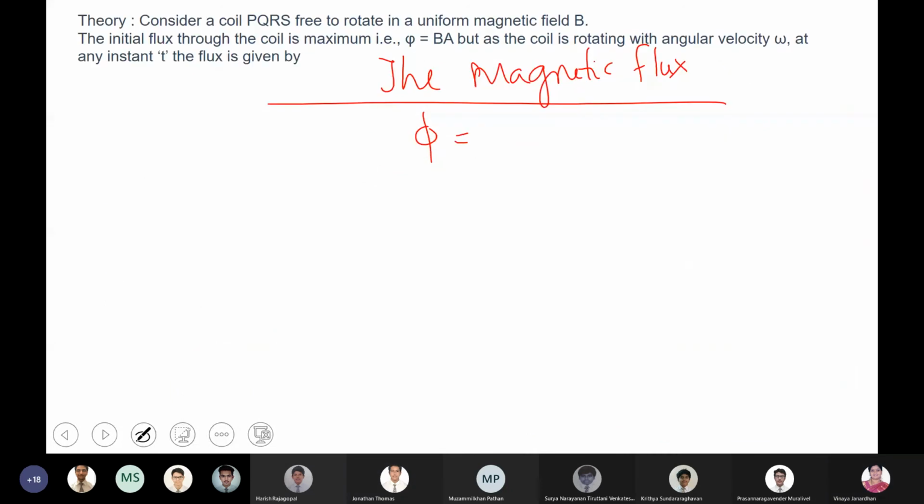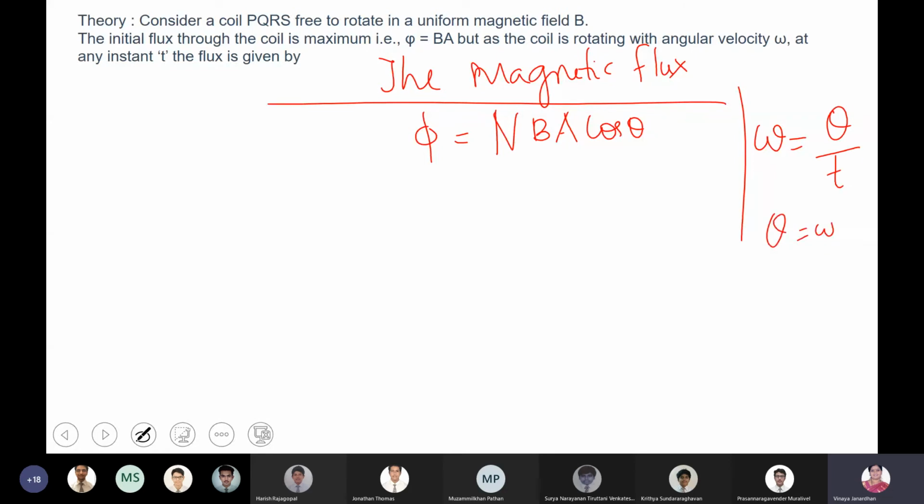Thank you, ma'am. The magnetic flux linked with the coil is NBA cos theta. Boys, here the strength of the magnetic field remains a constant. The area of the coil remains a constant. What is changing is the angle between the area vector and the B vector. So the coil is rotating with an angular velocity omega. Omega is theta upon t, or theta is equal to omega t. So I can write phi is equal to NBA cos omega t.